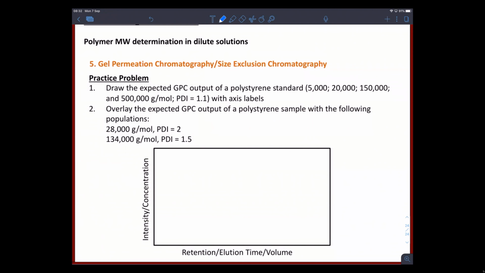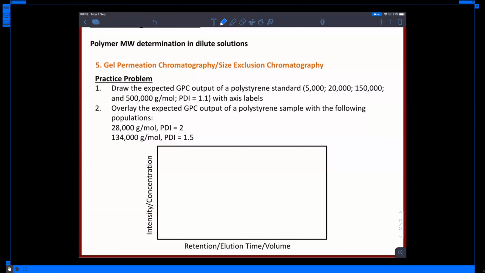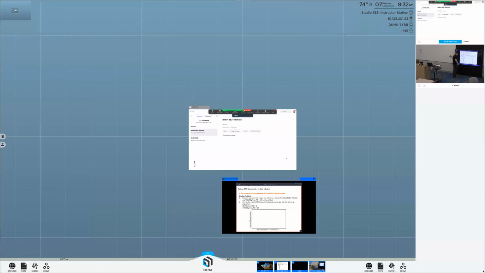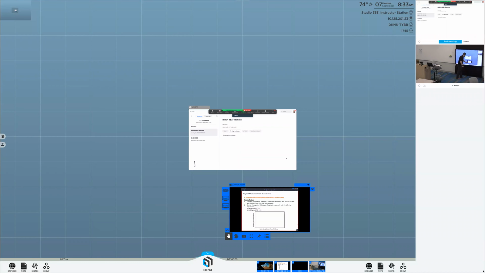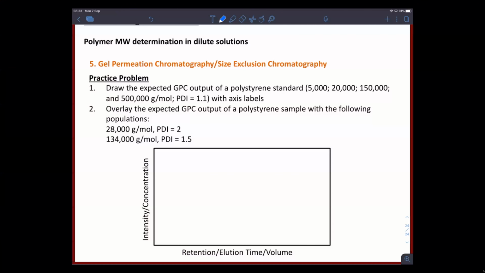Okay, let's go through it. So the first one, draw the, hang on, my wires fell out. Yeah, you can still see my screen, good? Sorry, the cable fell out.